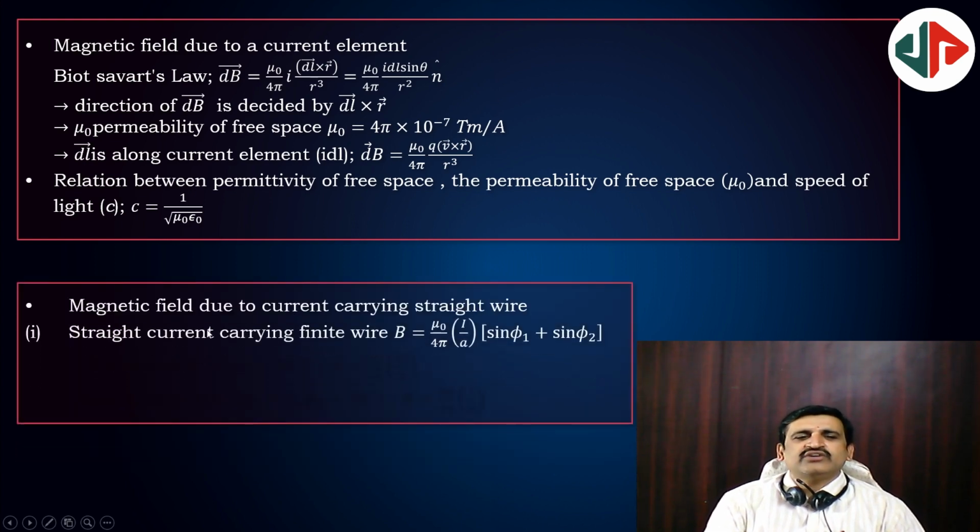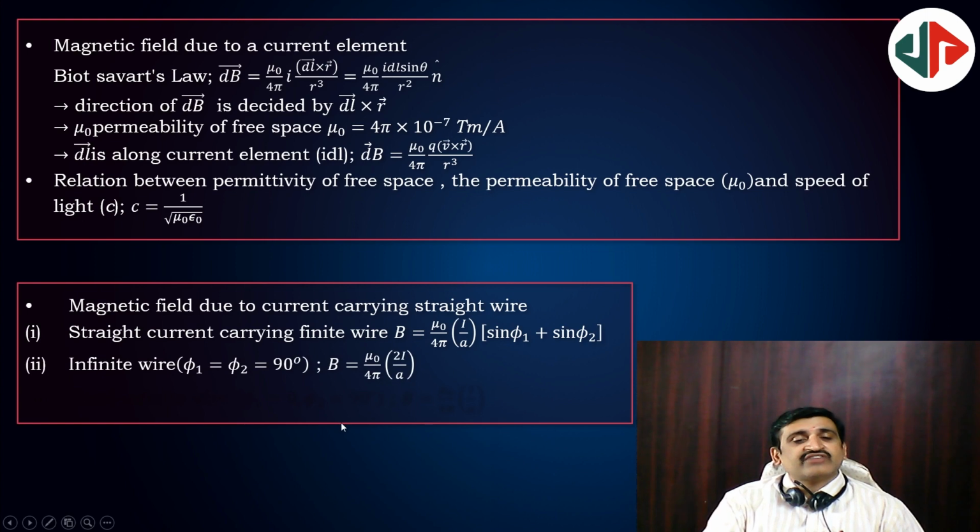Magnetic field due to a current carrying straight wire, for a finite wire, is B equal to mu naught I by 4 pi a, into sin phi 1 plus sin phi 2. In many books it is sin alpha plus sin beta, not a big task. And if it is an infinitely long wire, then B is mu naught I by 2 pi a.